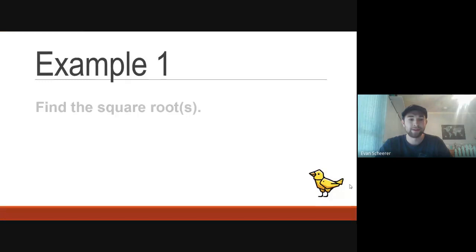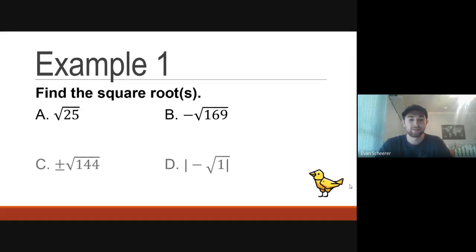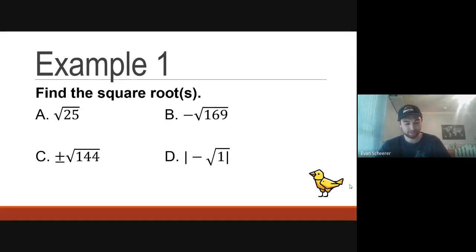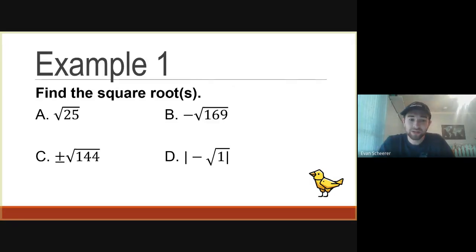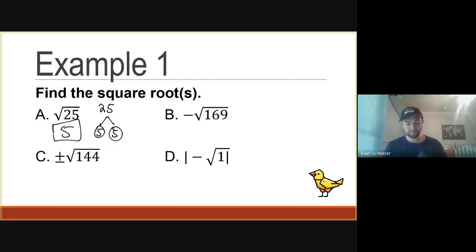All right, for example 1, we're going to find these square roots. Let me go ahead and freeze the screen. To find the square roots, we want to look for a number that multiplies up to 25. One way to do that is to break down 25. Well, this only breaks down to 5 and 5. So the square root of 25 is just 5.